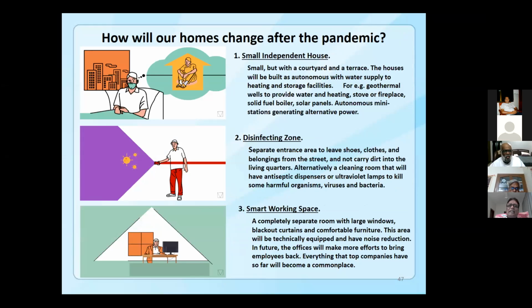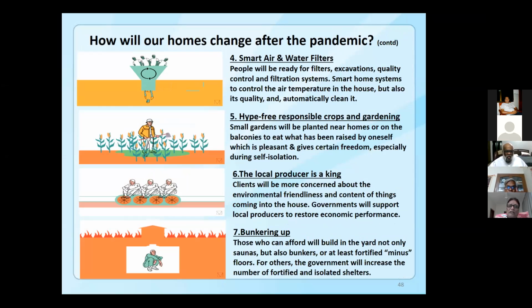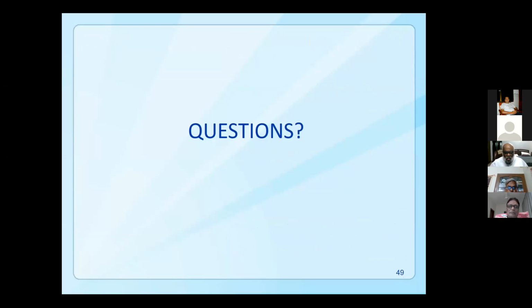Our homes will change after the pandemic. Small independent houses, disinfectant zones, smart working spaces, smart air and water filters, hyper-free responsible crops and gardening, local producers will become kings. We might even go in for bunkering, like wartime, we might have to go for bunkers.